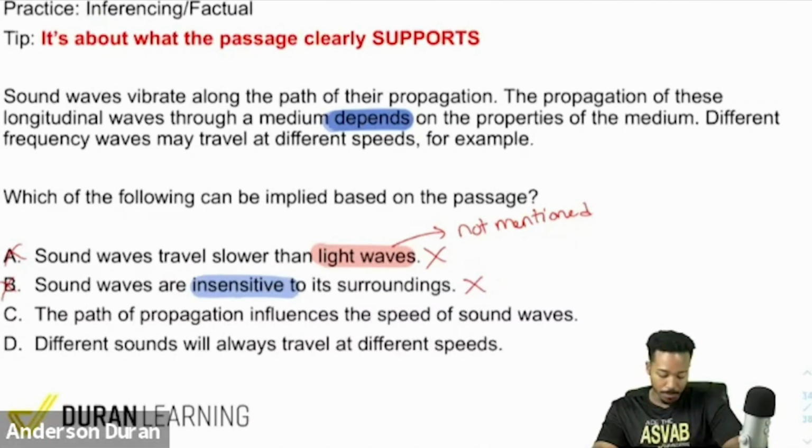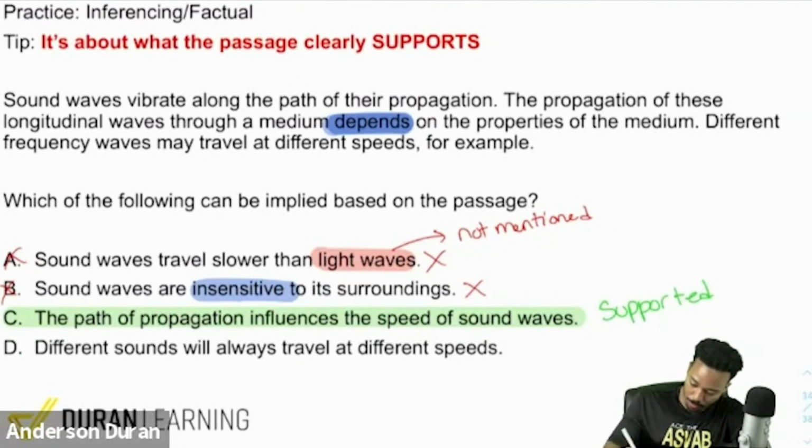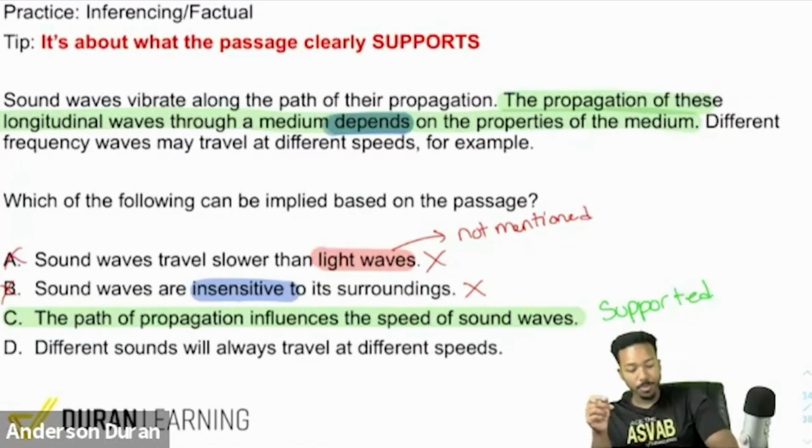Now C, the path of propagation influences the speed of sound waves. That is the exact opposite of B, and that is correct. That is supported by the passage. That is supported right here. The propagation of these longitudinal waves through a medium depends on the properties of the medium. So the path influences the wave.